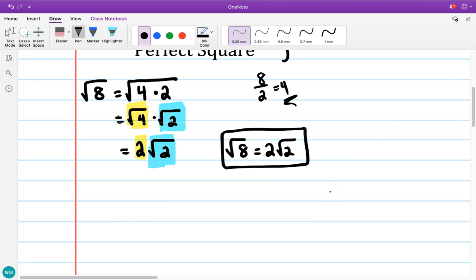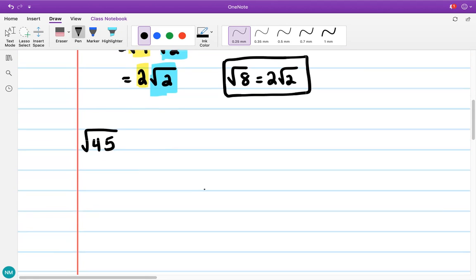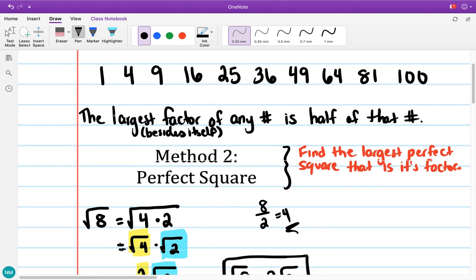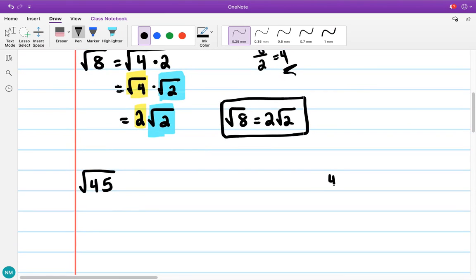So if I have, what was the next problem I did here? 45. So the square root of 45. Let's try that out. You could just think about it if you want, right? What is the biggest perfect square, if you look at your list of perfect squares, that goes into 45? Or what I could say is, what is half of 45? That is where I'm going to start.